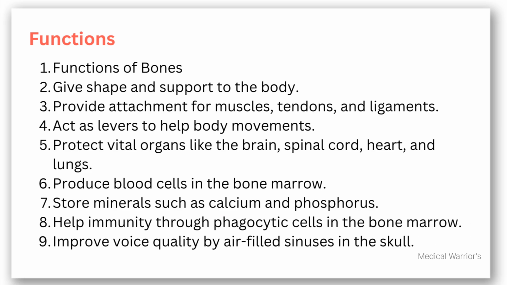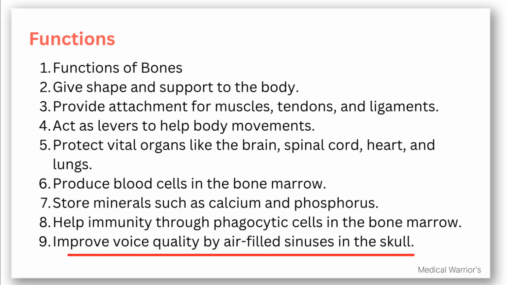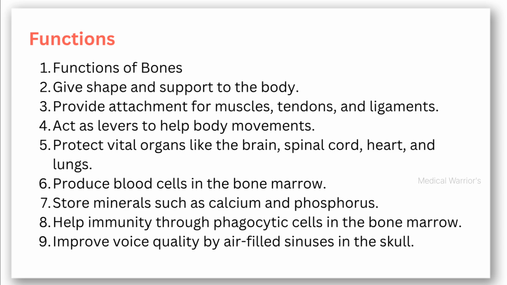Helps immunity through the phagocytic cells in the bone marrow. It improves voice quality by air-filled sinuses in the skull. It helps in immune response, means bone marrow contains reticuloendothelial cells which are phagocytic in nature and take part in immune response of the body. And it improves the voice quality by air-filled sinuses in the skull, means the large paranasal air sinuses are there. For example, ethmoidal sinuses affect the timbre of the voice.